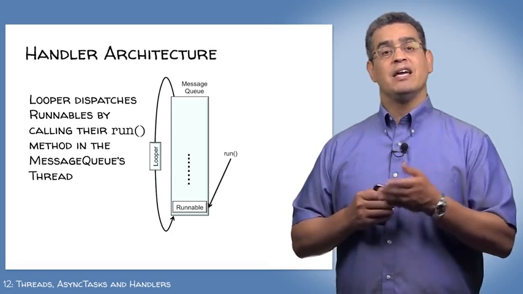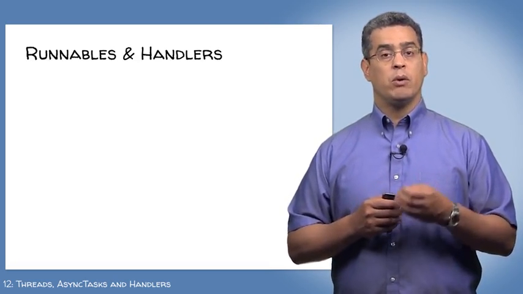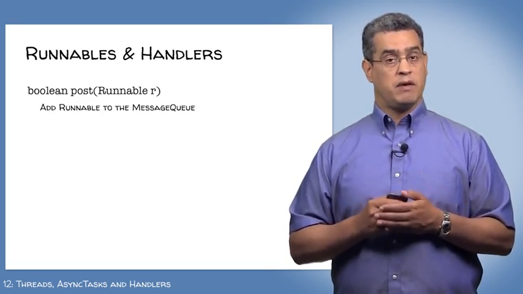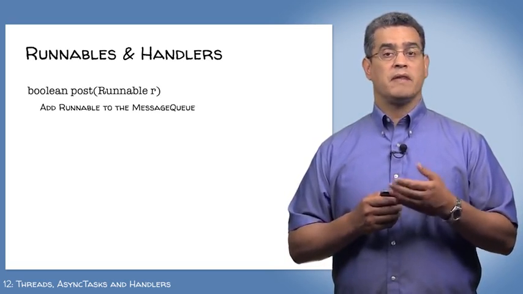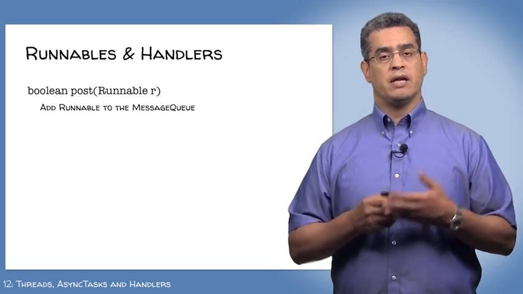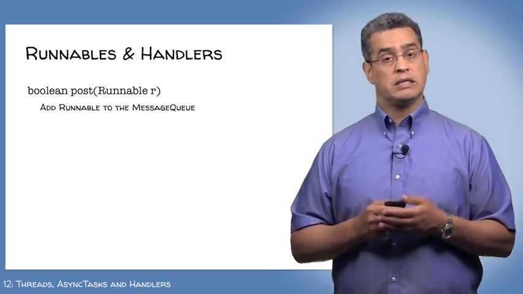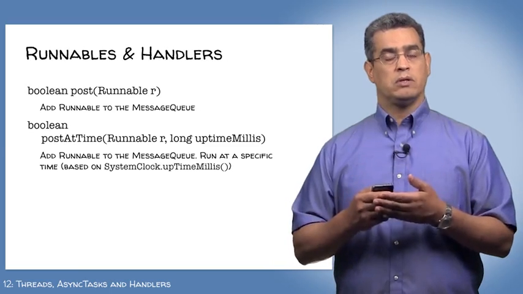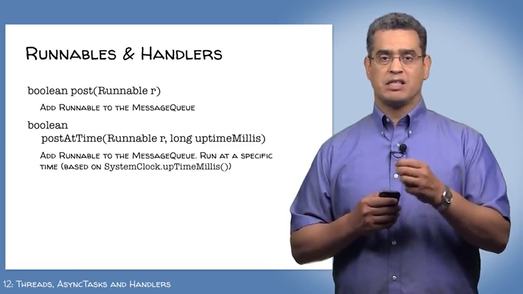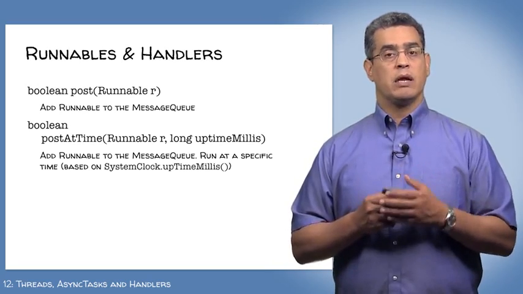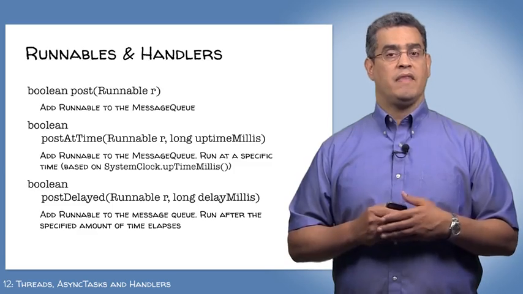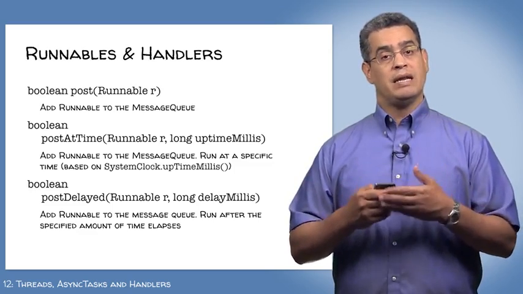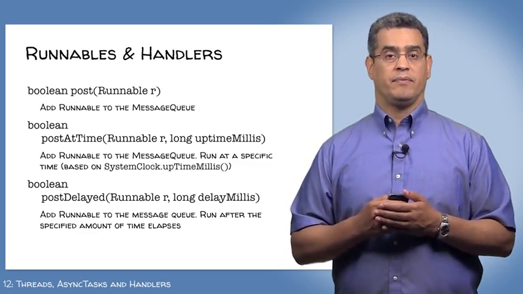Now, here are some of the methods that you use when posting runnables to a handler. We've already seen the post method. There are a number of other methods that allow you to schedule work for execution at different times. For instance, you can use the postAtTime method to add a runnable to the message queue, but to run it at a specific time. There is also a postDelayed method, and that allows you to add a runnable to the message queue, but to run it after a specified delay.